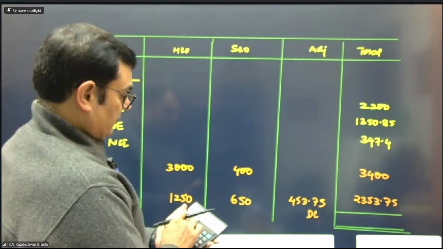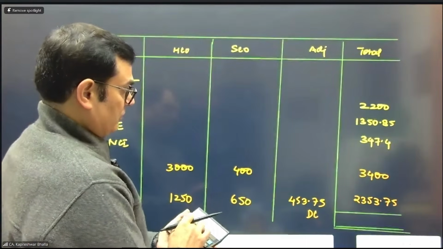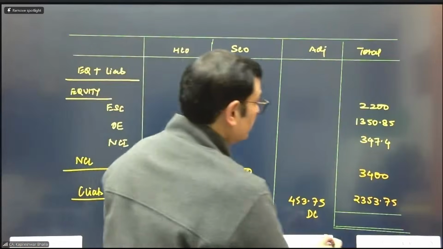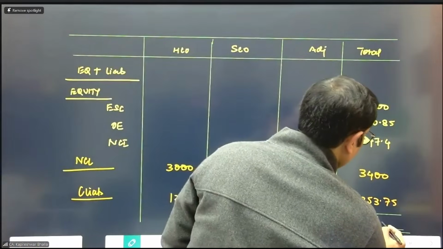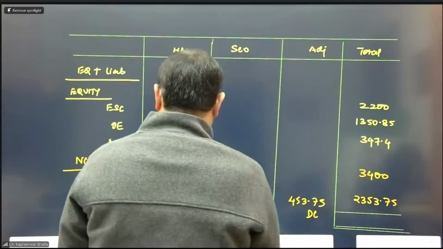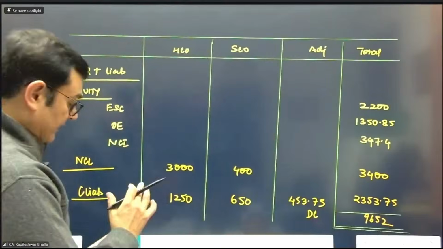This is 2,200, 1,350.85, 347.4. Yeah, it's tallied. I think there's an additional error. This is 9,652 only. So this is 9,652. The balance sheet is tallied.